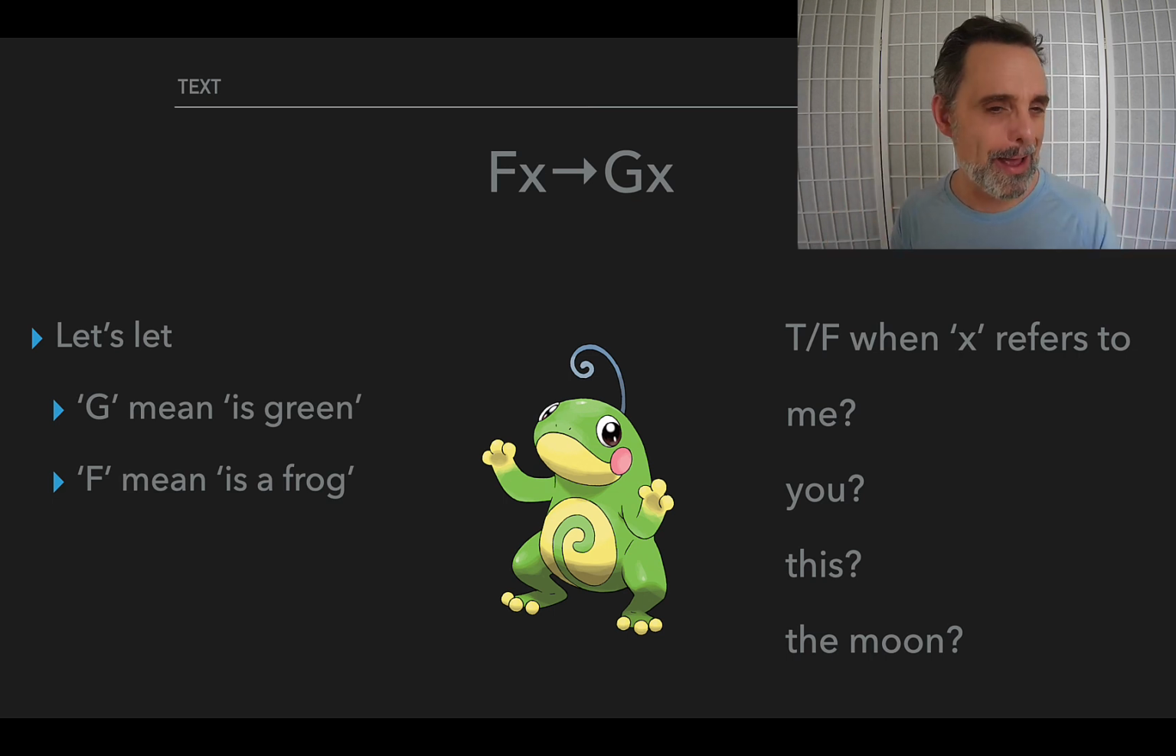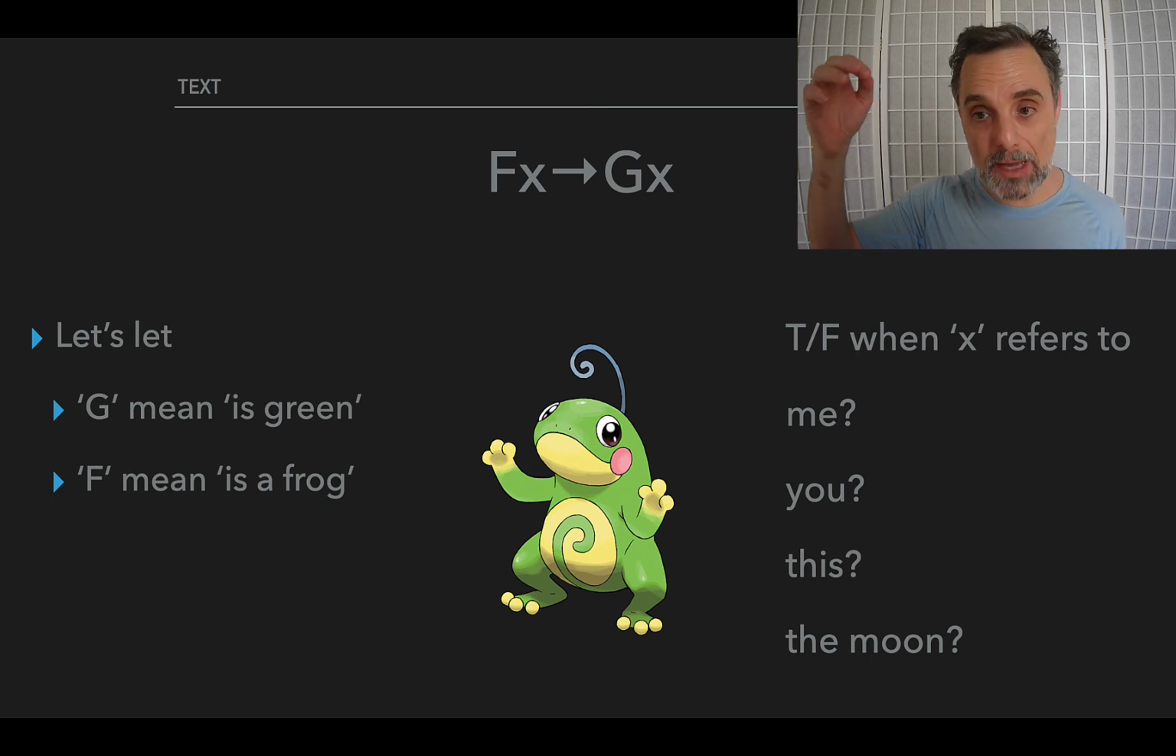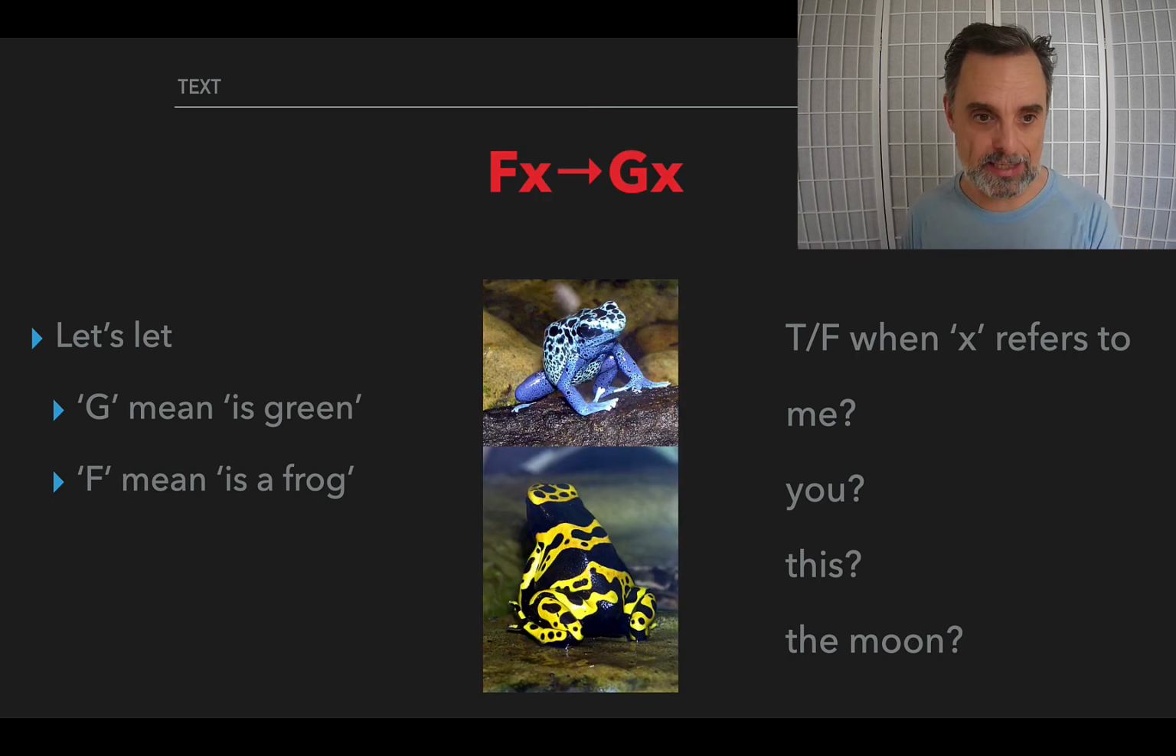So how do we get fx then gx to be false? If we're going to talk about something, we're going to say this is the thing where when we use x to talk about it, fx then gx comes out false. What is it? It's these things. These are called arrow or poison arrow frogs. They're very poisonous. Don't ever touch one. Certainly don't eat one.